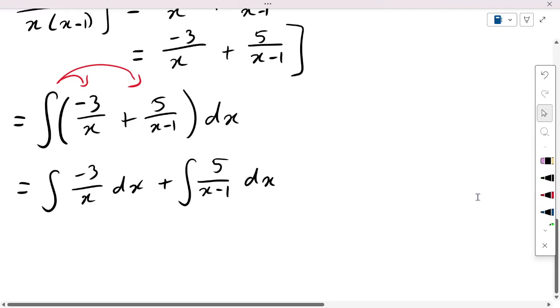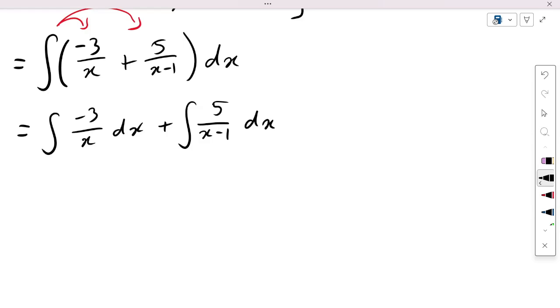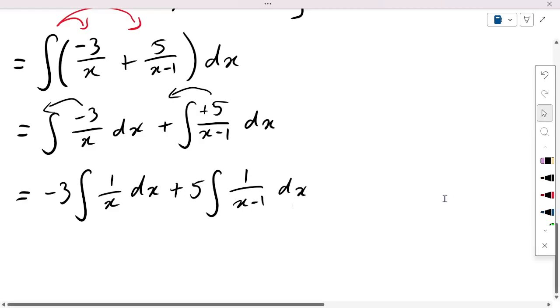And now, to make it a little bit easier for ourselves, we can take the constants out, right? We can take the negative 3 out to the outside, and we can also take the 5 to the outside. So let's quickly do that. So therefore, we're going to have negative 3 integral of 1 over x with respect to x. And we're going to have, it's positive 5 that we are taking out, so therefore it's going to be plus 5 integral of 1 over x minus 1 with respect to x. And now we can integrate.